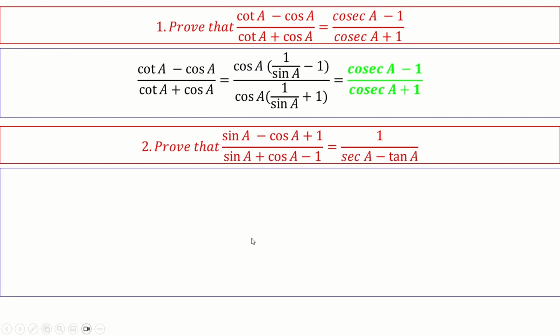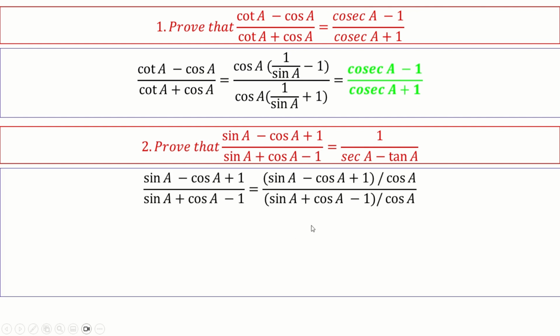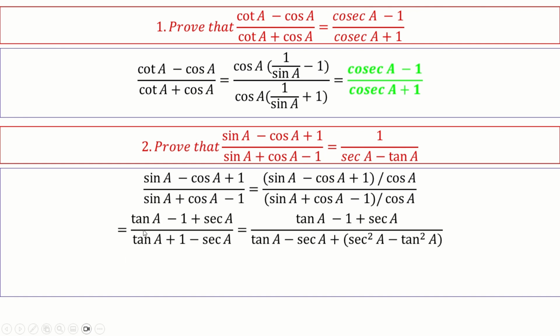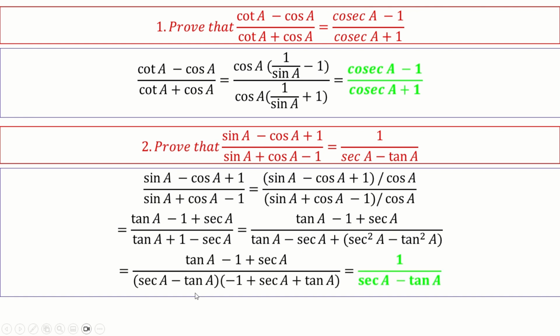Okay, so this one is similar. I'm dividing both numerator and denominator with cos A. So it will become (tan A minus 1 plus secant A) divided by (tan A plus 1 minus secant A). Okay, so I write this 1 as secant square A minus tan square A. Then if I take secant square A minus tan square A common, this is what it will become, (secant A plus tan A minus 1), which is the same as the numerator. So numerator and denominator, this value gets cancelled. We are left with 1 by (secant A minus tan A), which is nothing but the RHS.